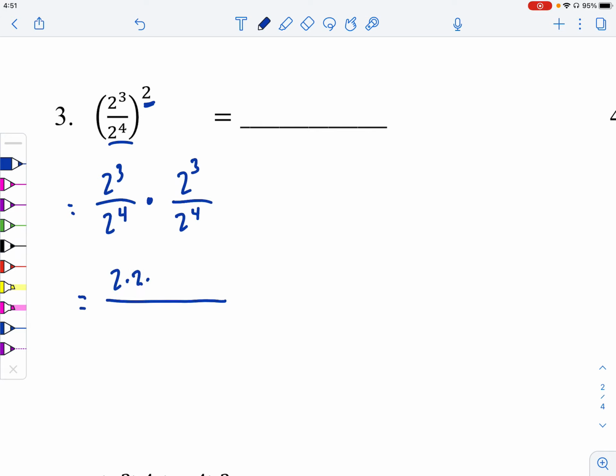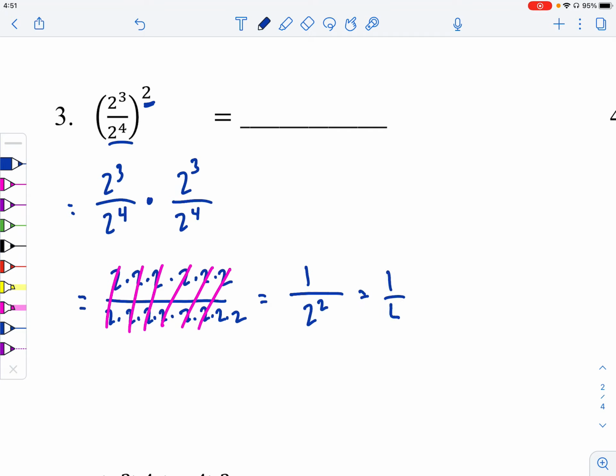we have 2 3 times, and 3 times again. Denominator, we have 4 times, twice, and then remember this would cancel. 1 2 3 4 5 6. They all cancel on the numerator, so just 1. Denominator, we have 2 times 2, which is 2 squared, so this is 1 over 2 squared, which is 1 over 4.